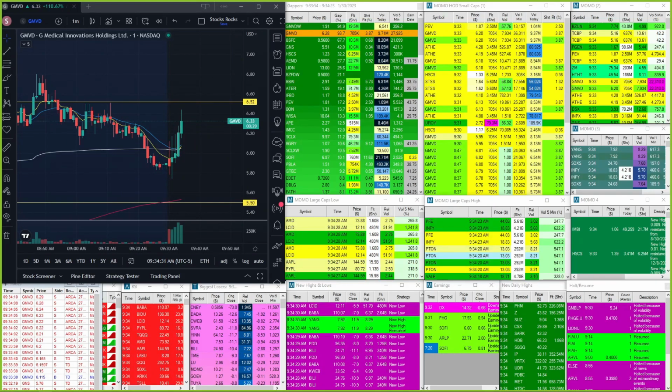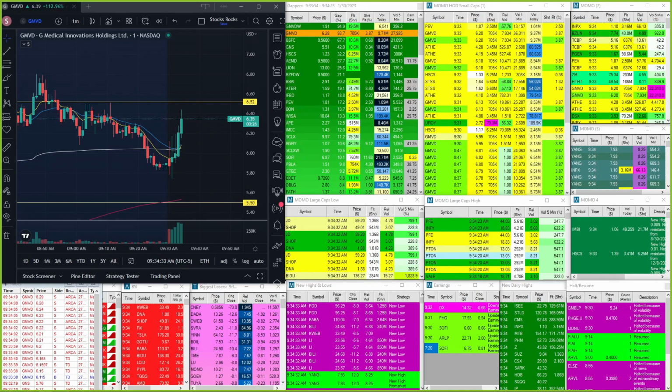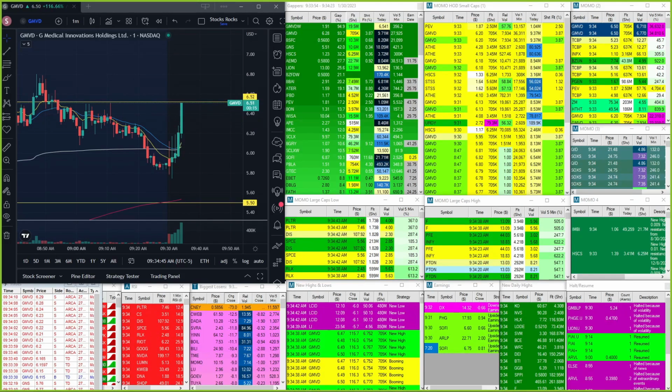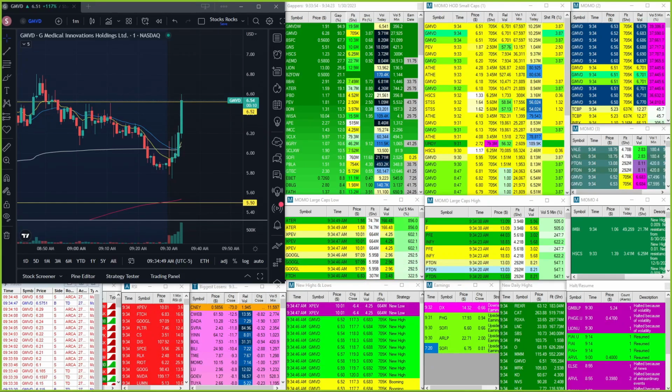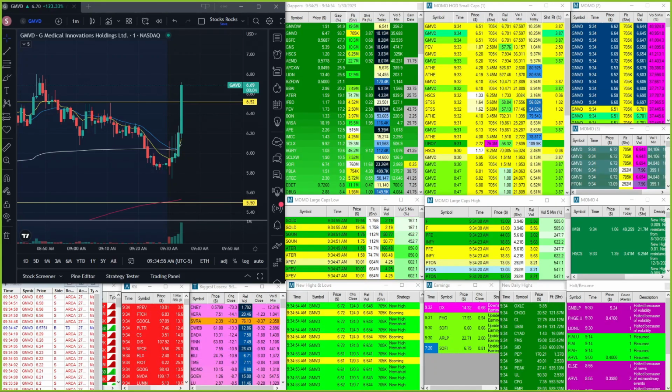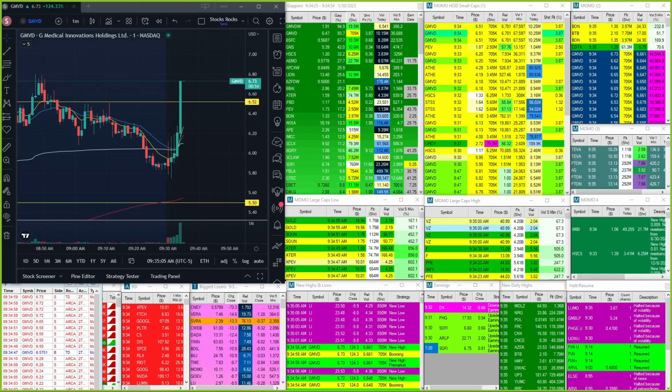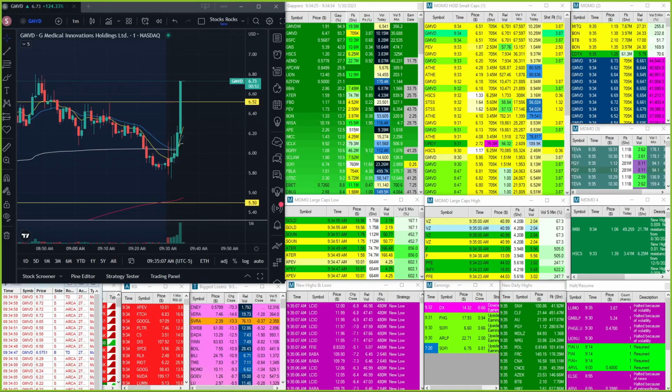GNS pulling back to VWAP. If it doesn't hold, I'll leave it alone. Watching the little resistance here, 650. The volume is so good. I'm back long. Let's get halted, 677. Selling here, and we're getting halted here, 673. Perfect. Let's wait for 5 minutes.